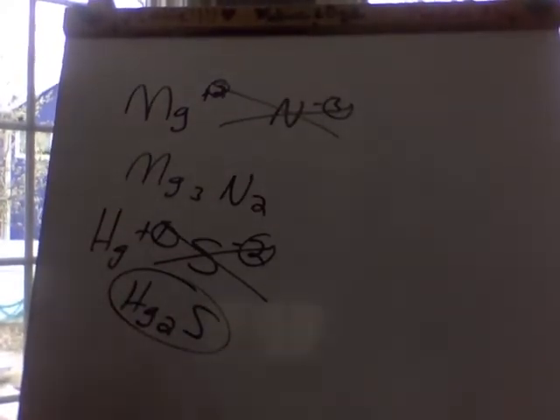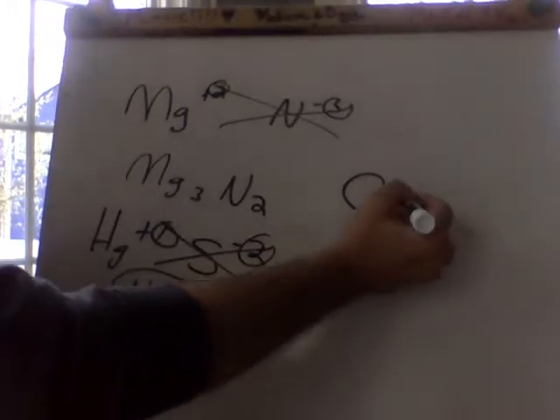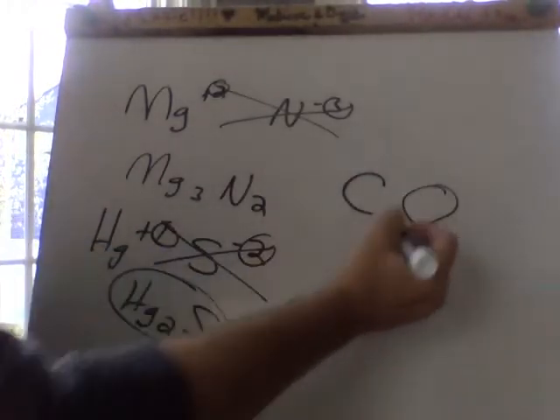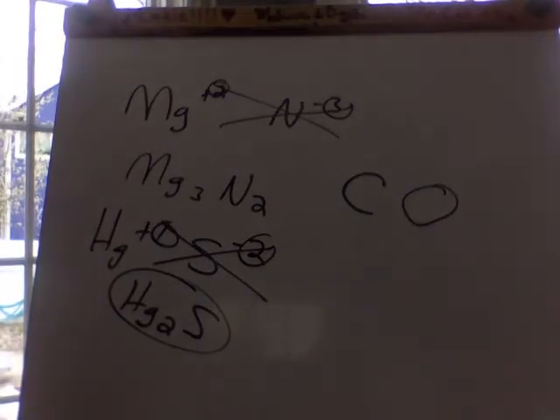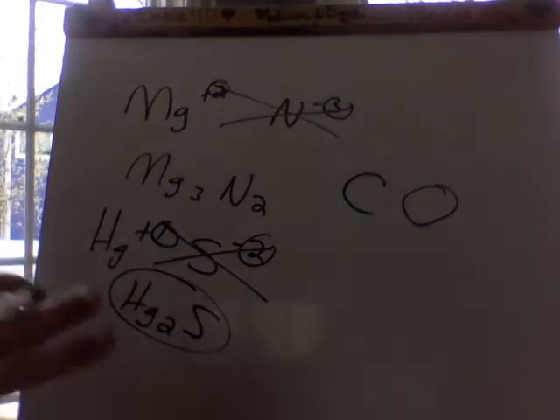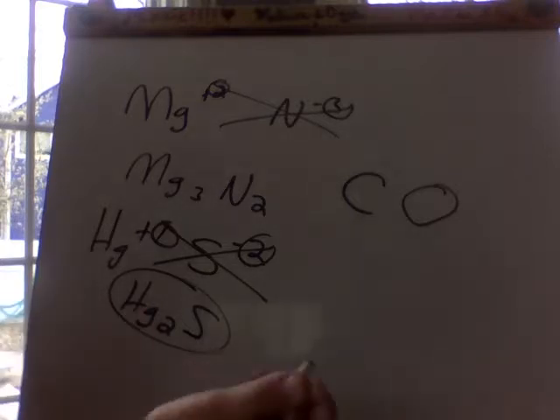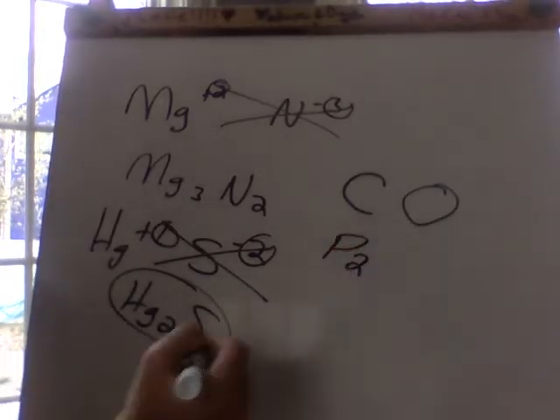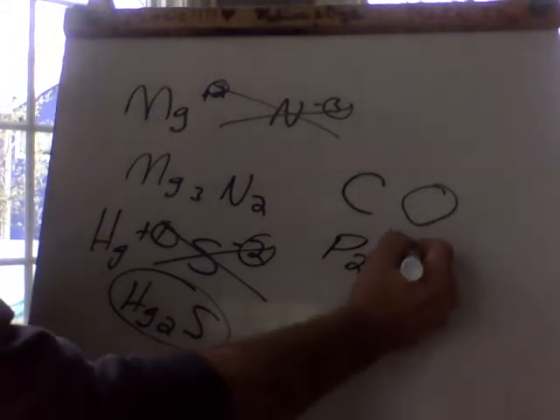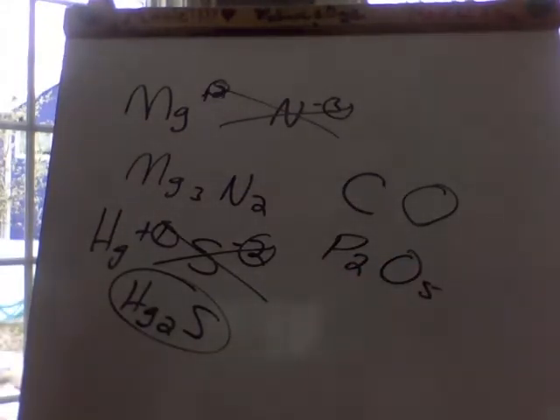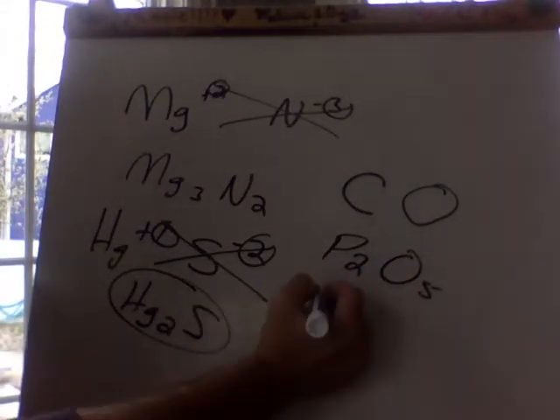Okay? Carbon monoxide, mono has prefixes. We don't cross. CO. Done. That's all it is. You can skip 17. Don't worry about nitrogen 3 oxide. That's a whole different thing. Diphosphorus pentaoxide. Diphosphorus P2. Penta is 5. Pentaoxide, done.